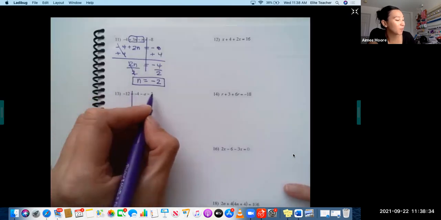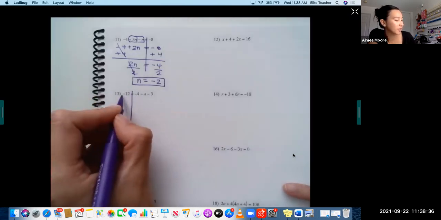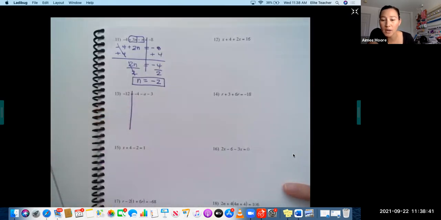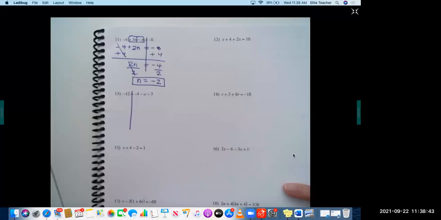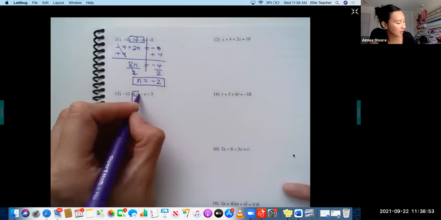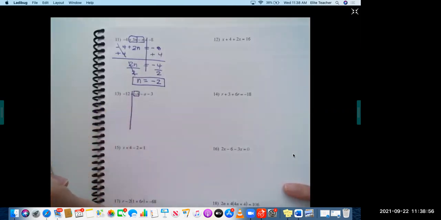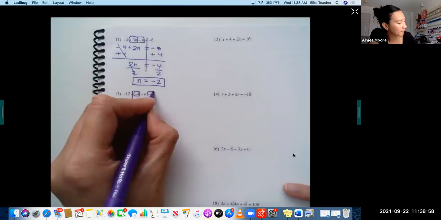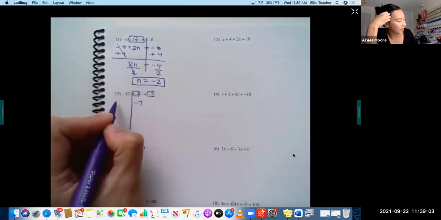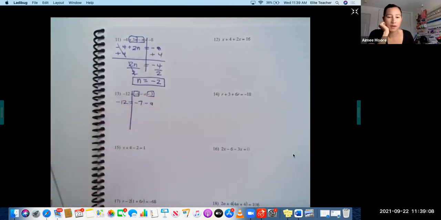Okay, so what can we combine on this side? So there's only one thing here, but between negative 4, negative 8, and negative 3, which ones can we combine? Negative 4. Yep. And what else? And negative 3. Right. Which gives us negative 7. And now we just have to bring everything else down. So negative 12 equals negative 7 minus a.